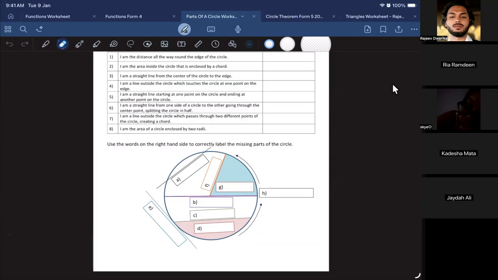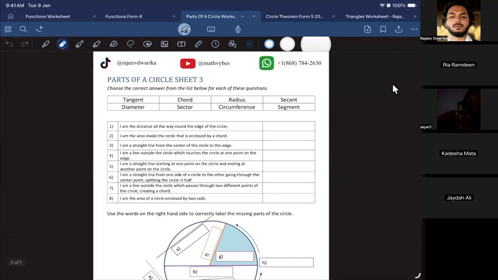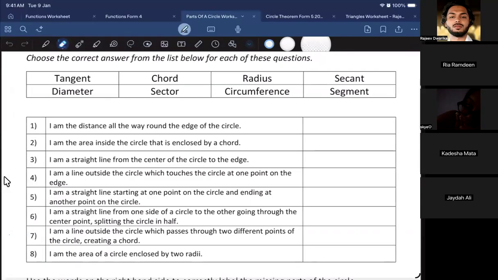All right, so let me jump straight into it, guys. Ria, you weren't there for the last class. Do you know the parts of a circle, Ria? The circumference, the radius, diameter. That's all I know. So I want you to fill in the blanks here.